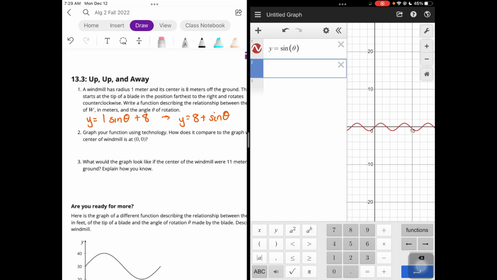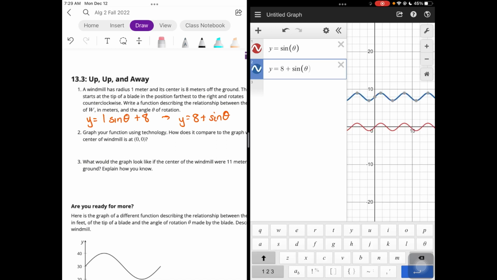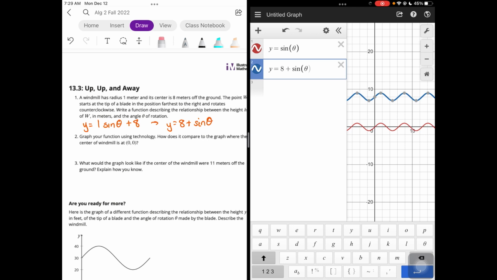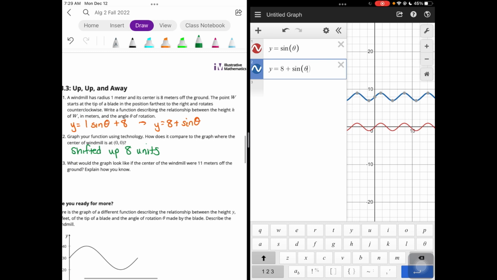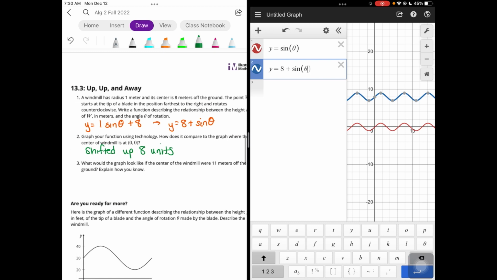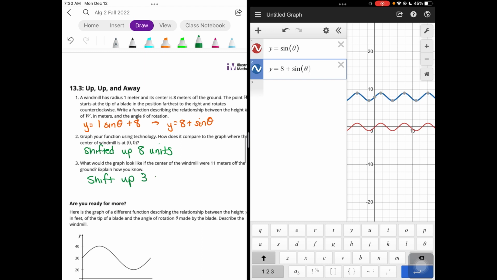And then let's take a look at y equals 8 plus sine of theta, right? And so it basically shifted that graph up. So let's pick up a pen. It shifted up 8 units. And then it says, what would the graph look like if the center of the windmill were 11 meters off the ground? Well, it would shift up higher. So shift up 3 more units.